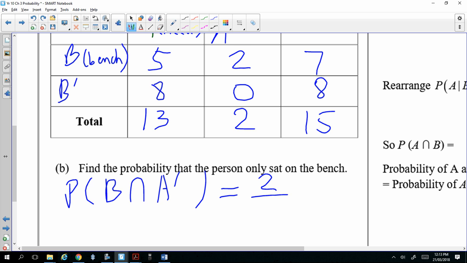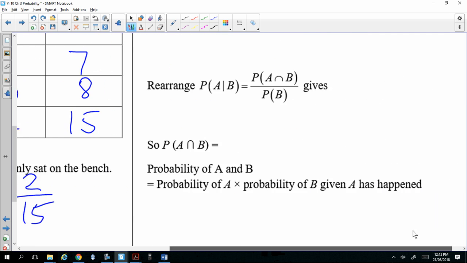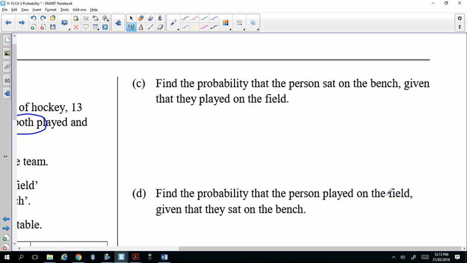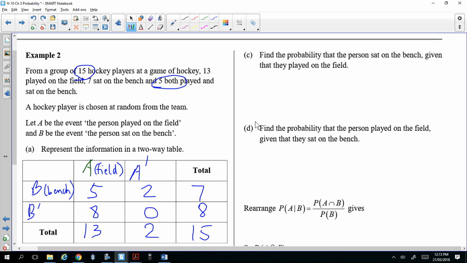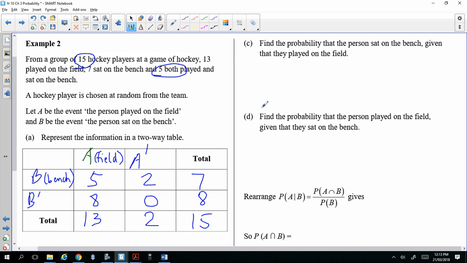Alright, that's good. How about C? C says find the probability that the person sat on the bench. That's a conditional probability, right? Given he plays on the field, that he sat on the bench. So that means the denominator is going to be how many people play on the field. There's 13. Out of the 13 people who play on the field, what's the chance he also plays on the bench? So 5, right? Yeah, 5 out of 13.